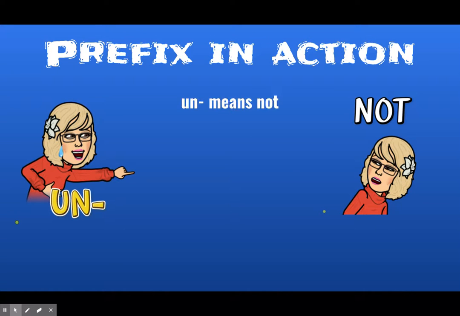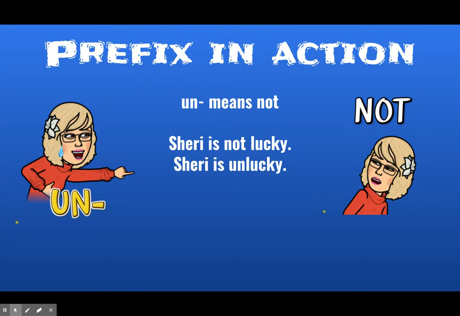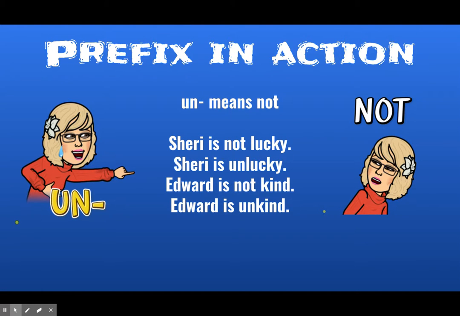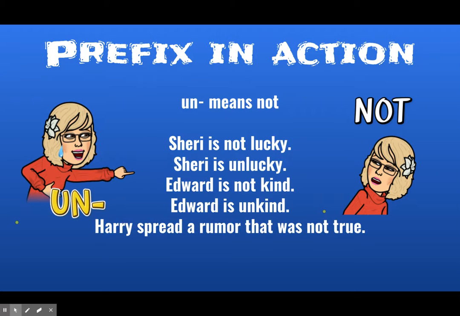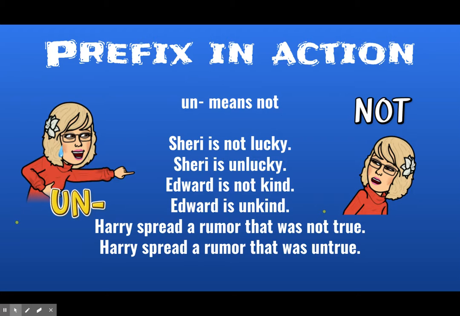Okay, let's look at a prefix in action. Un means not. Sherry is not lucky. Sherry is unlucky. The sentence means the same thing. We've just taken out the word not, and we've added the prefix un. Then we have Edward is not kind. Edward is unkind. Same thing. We just took out the word not, and we added the prefix to the word. Harry spread a rumor that was not true. Harry spread a rumor that was untrue. All right? So that is our prefix, and that is un, meaning not.